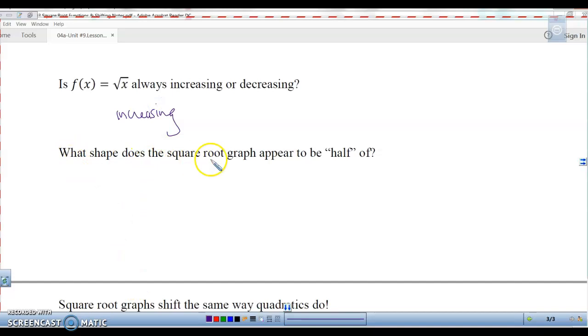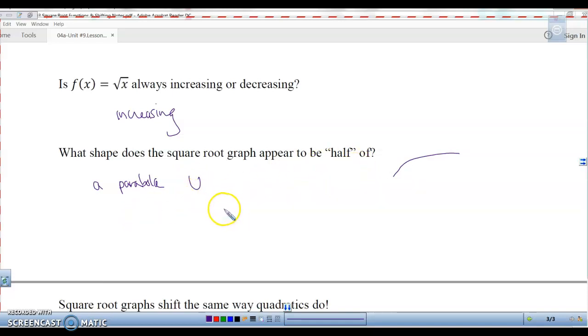Okay, now what shape does the square root graph appear to be half of? Remember, it goes like this. Well, doesn't that kind of look like a parabola? Yeah, it kind of looks like a parabola, and it makes sense when you think about it, because a parabola goes like this usually, but if we flip it on its side and look at only half of it, it's going to be a parabola.